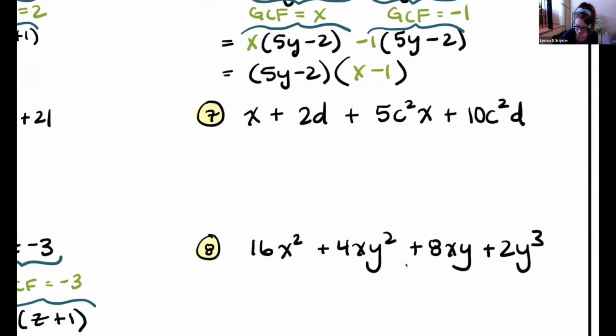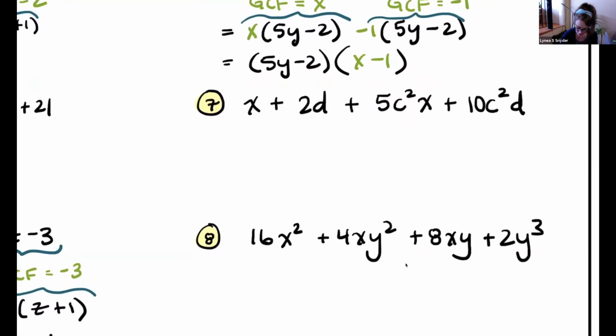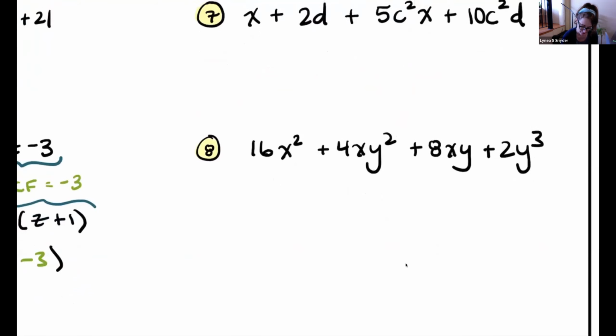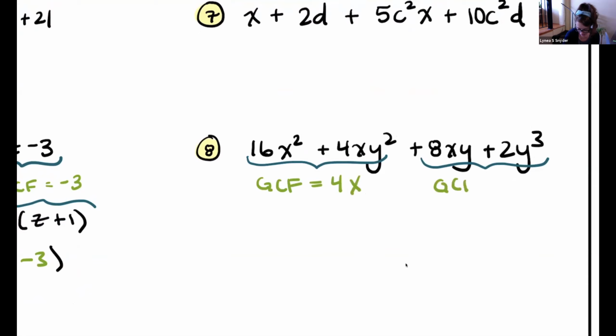All right, I'm going to skip example 7. You can try that on your own if you'd like. Let's look at number 8. We've got 4 terms here, so try factoring by grouping. Here are our 2 groups. GCF here looks to be a 4 and then x. GCF in our second group looks like it is a 2 and then y. Okay, so let's factor those out.